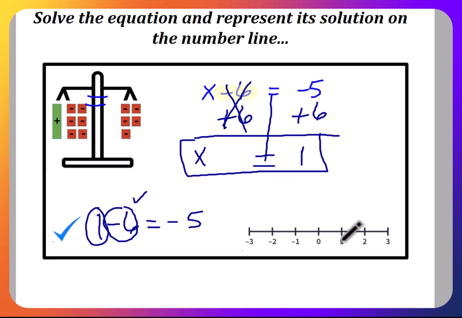Now, to represent the solution on a number line, you just find x is equal to 1, so you find 1, and you just put a dot on 1. This is what x equals. That's all you have to do to represent the solution.